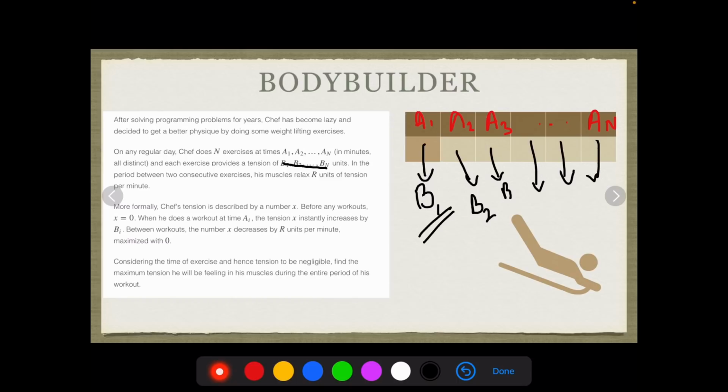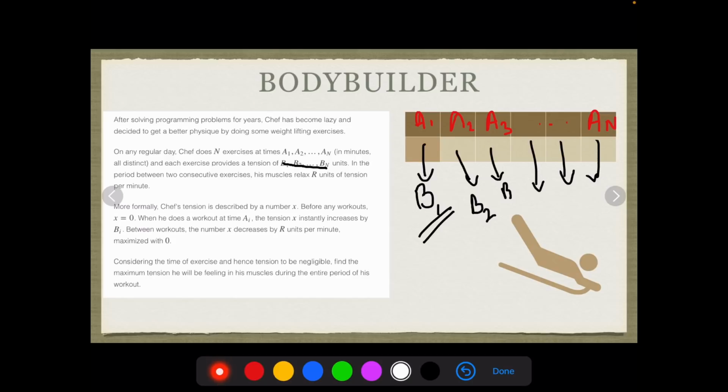Next, Chef's tension is described by a number x. This is the number that we need to find. Before any workouts, x is equal to 0. Correct. Before I started working out, there is no tension in my body. Now when he does a workout at time Ai, let's begin with the workout at time A1, I build up a B1 amount of tension in my body. So currently after I finished A1, I have B1 amount of tension in my body.